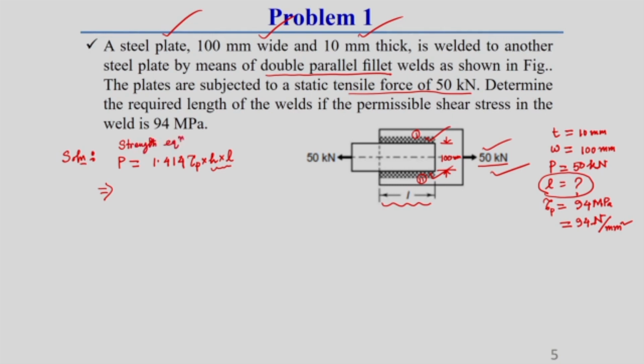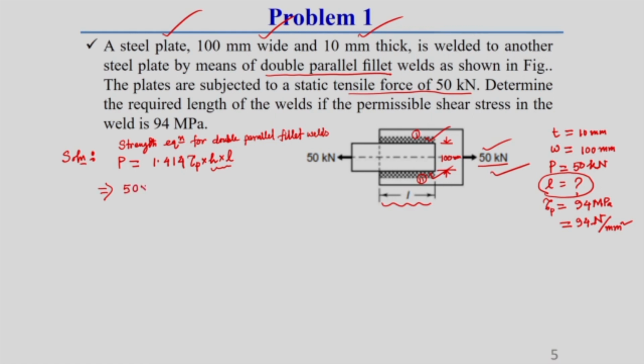for double parallel fillet weld. This I have already derived in previous lecture. So, here P is given. So, P here is 50 kilonewton.